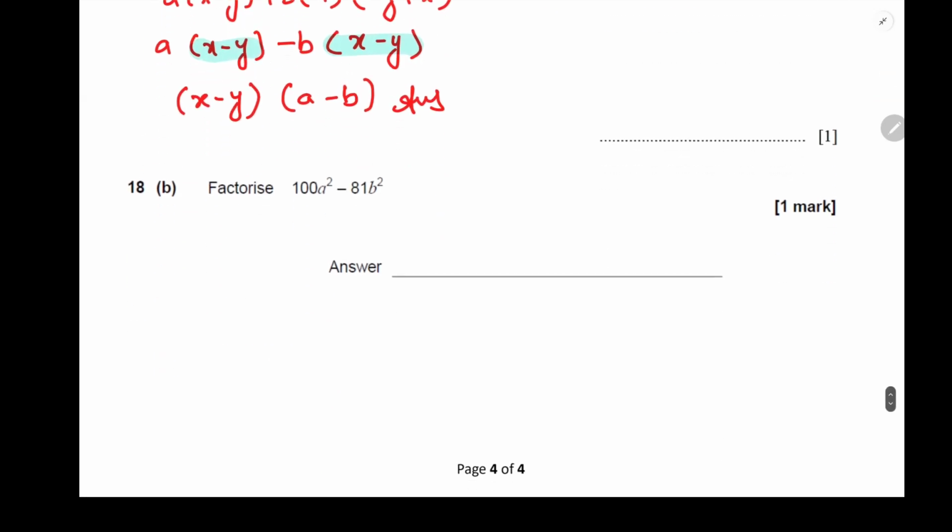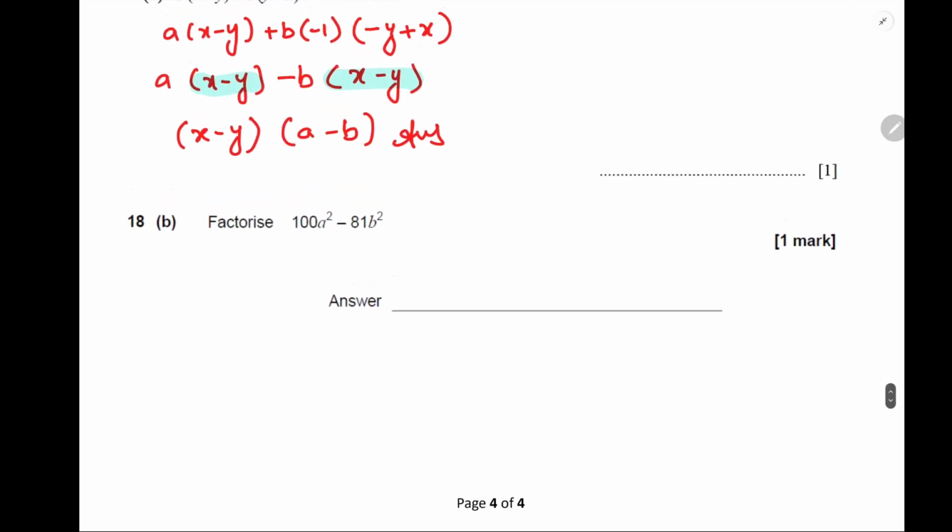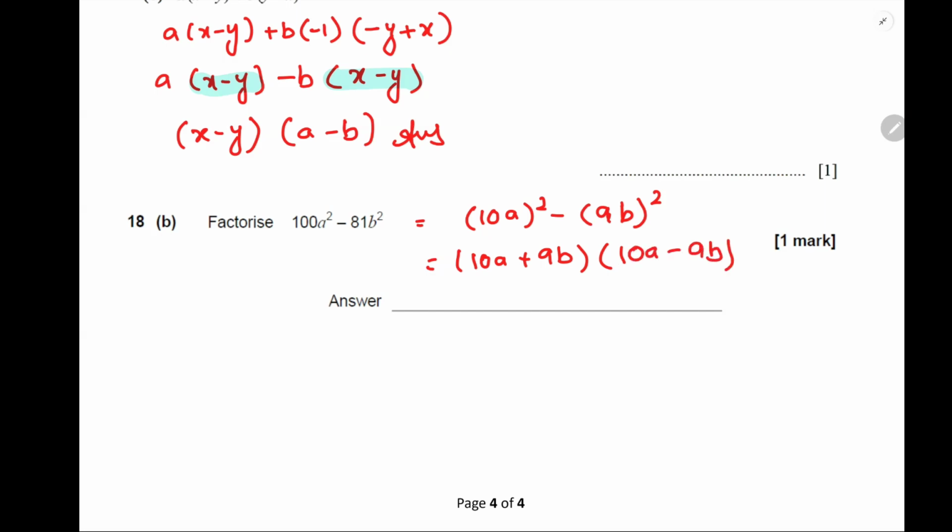Okay, now this is the last question. I have to check for the common. There is no common. I need to go by a square negative b square. So it would be 10a whole squared negative 9b whole square. So I'll be left with 10a plus 9b and 10a negative 9b. This would be minus.